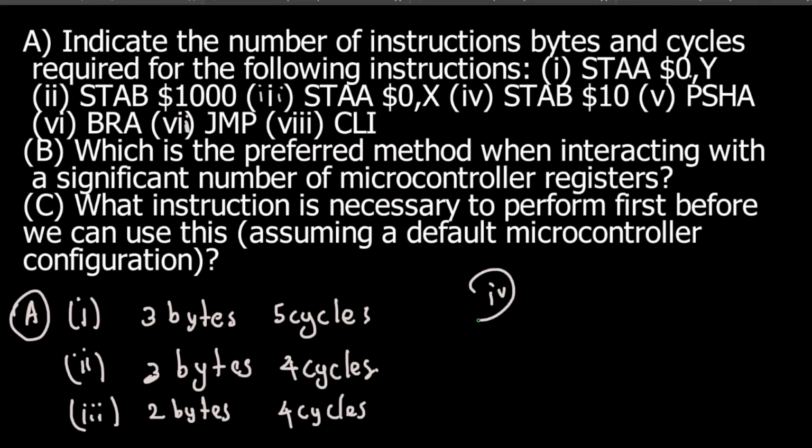Okay, let's look at the fourth one. In the fourth one we have direct addressing. Direct addressing only needs 1 byte because it's only 2 hexadecimal values, each 4 bits, so 8 bits, that's 1 byte. And then for the opcode we need 1 byte, so totally it's going to take 2 bytes. And then it requires 3 cycles. And then PSHA, that is just 1 byte and 3 cycles.